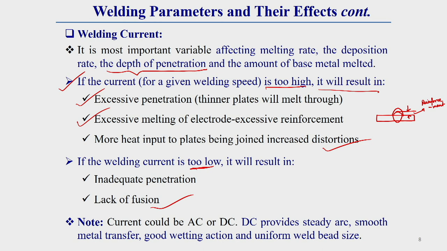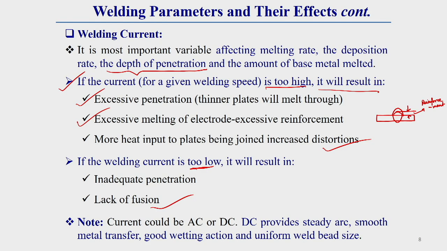Now here one thing you should keep in mind: this current can be AC, alternating current, or DC, direct current. But always keep in mind, direct current is generally more preferable because it provides a steady arc, smooth metal transfer, good wetting action, and uniform bead size. So DC current is more preferable.